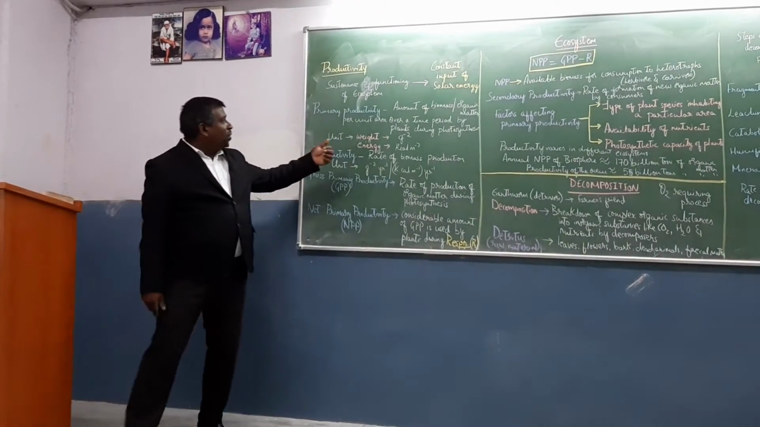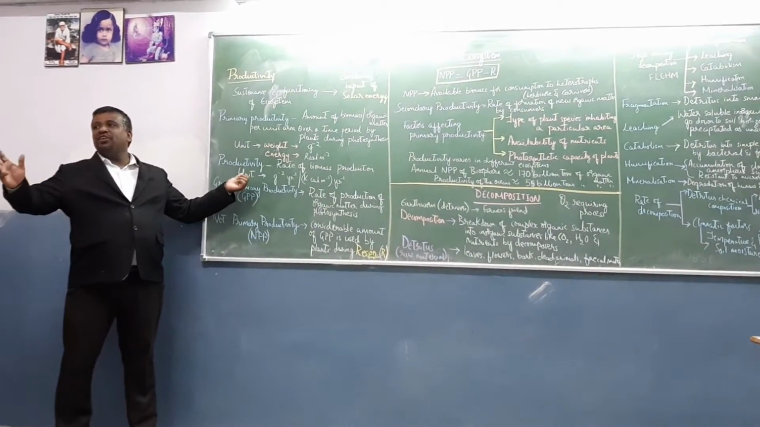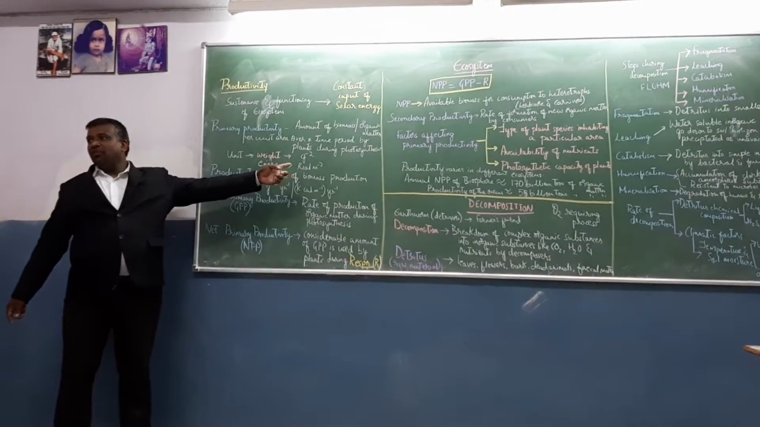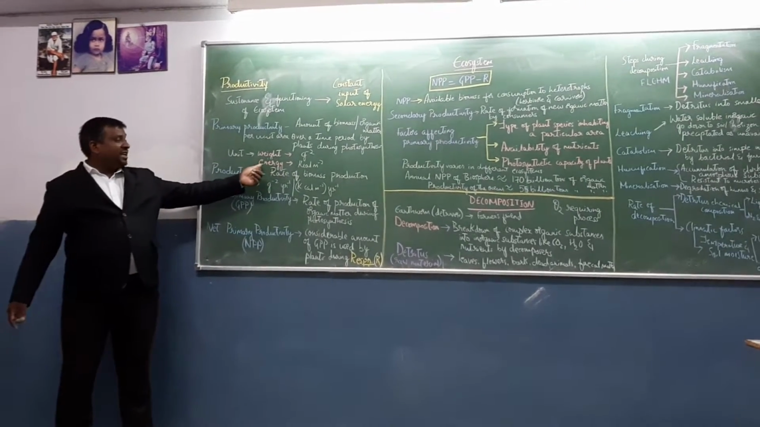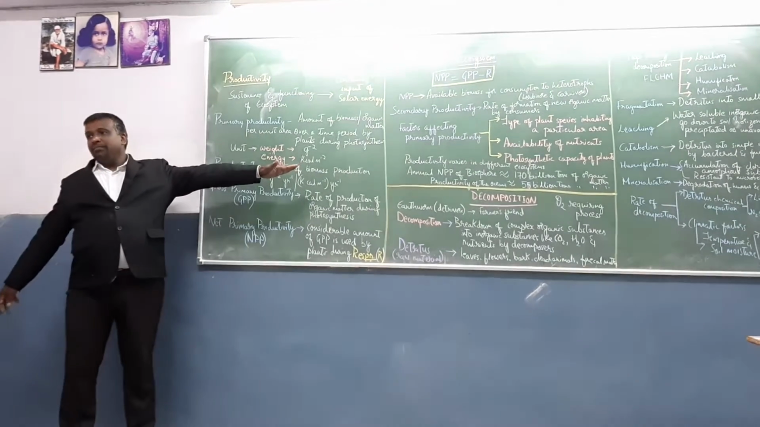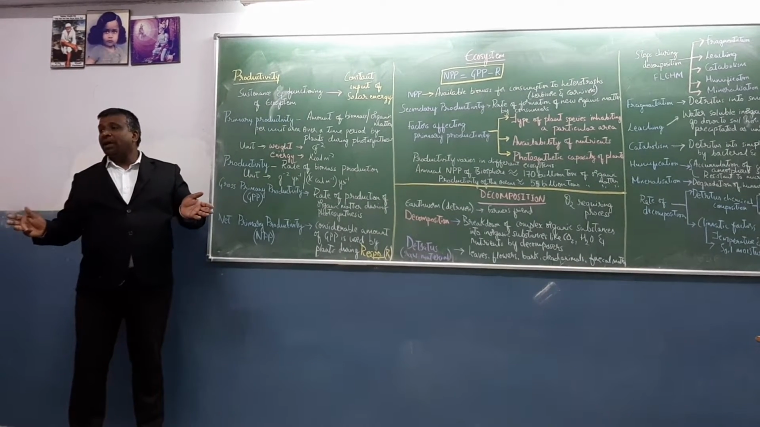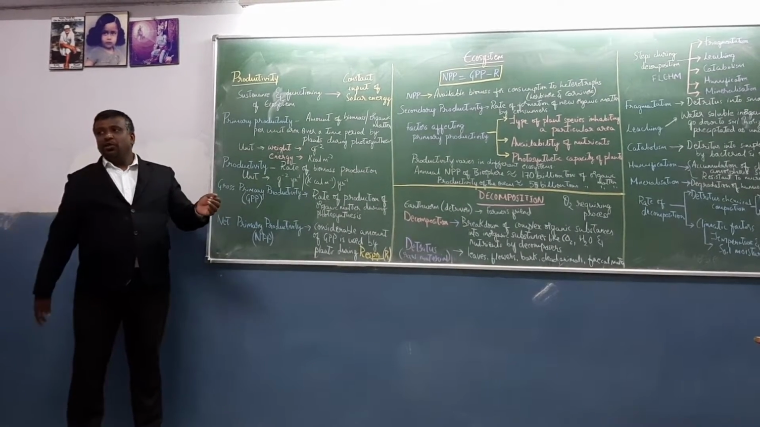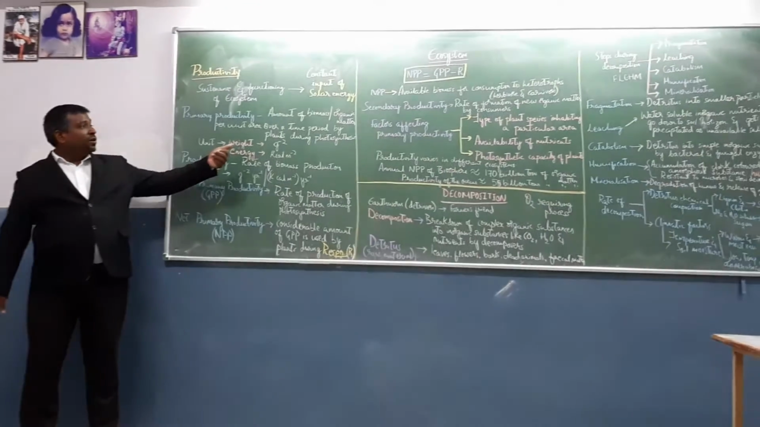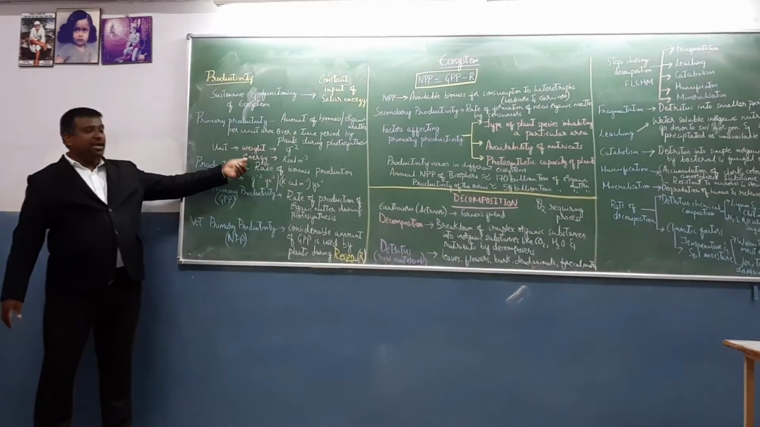Okay. Then what is the unit of this primary productivity? In terms of weight, it is grams per meter square, g m^-2. In terms of energy, it is kilocalorie per meter square, because there is area also we are talking about: organic matter or biomass per unit area over a period of time by plants during photosynthesis. We call it primary productivity. These are the units.